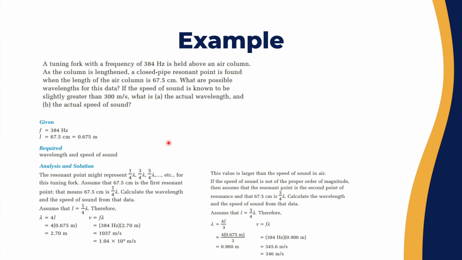Now this speed is much larger than the speed of sound in air. If the speed of sound is not of the proper order of magnitude, then assume that the resonant point is the second point of resonance, that's 3/4 lambda. Find the wavelength again. Length equals 3/4 times lambda, so lambda equals 4L over 3. That would be 0.9 meters. V is frequency times lambda, and that would give you 346 meters per second.